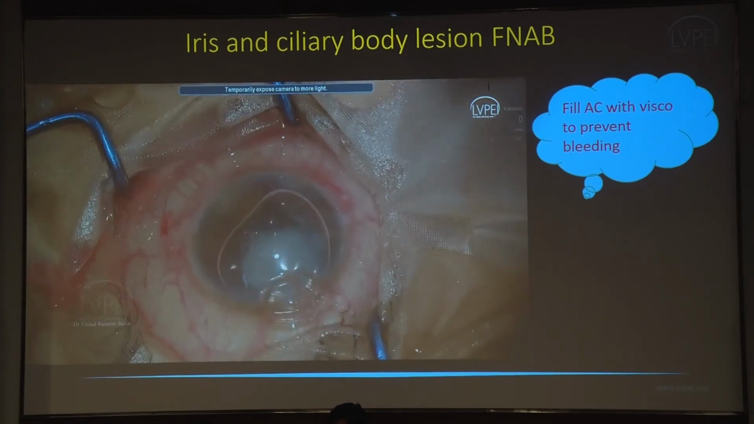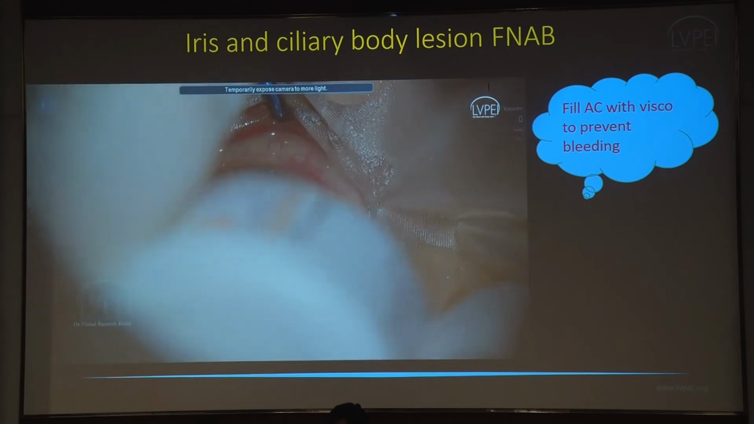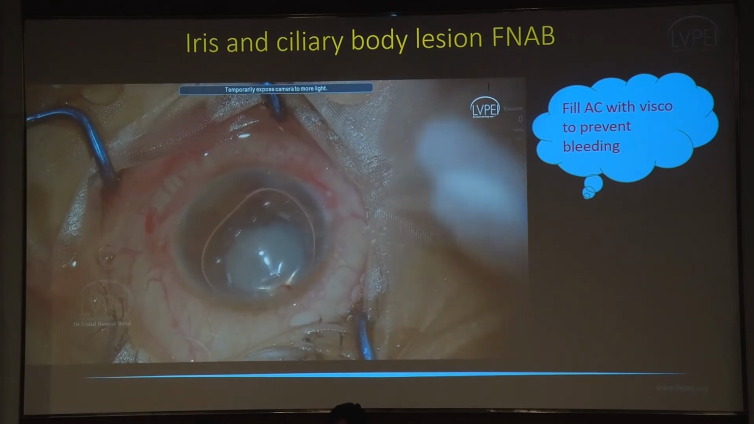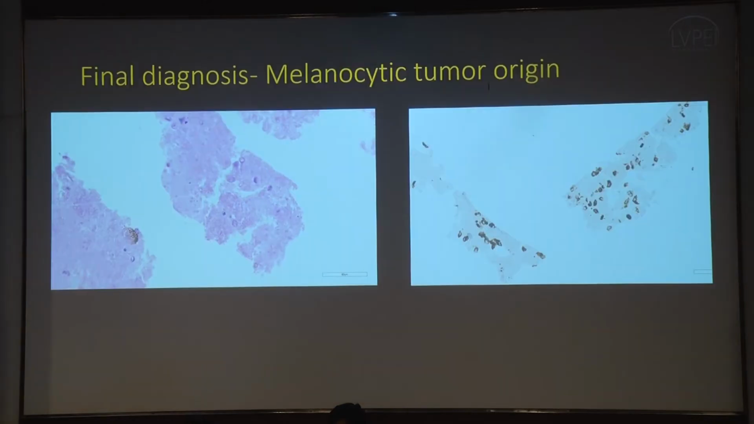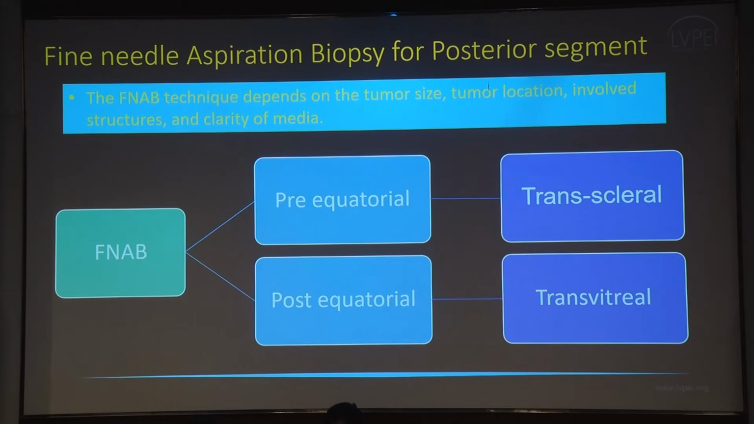I think you should fill the anterior chamber with the visco so that you are able to get the biopsy material and not inadvertently any kind of blood which is mixed with the biopsy material. The diagnosis which was seen on cytology again was kind of a melanocytic tumor of origin, to confirm that we were dealing with some kind of choroidal lesion probably arising from the melanocytic origin. So we went ahead and did enucleation, and the diagnosis was confirmed to be amelanotic choroidal melanoma.